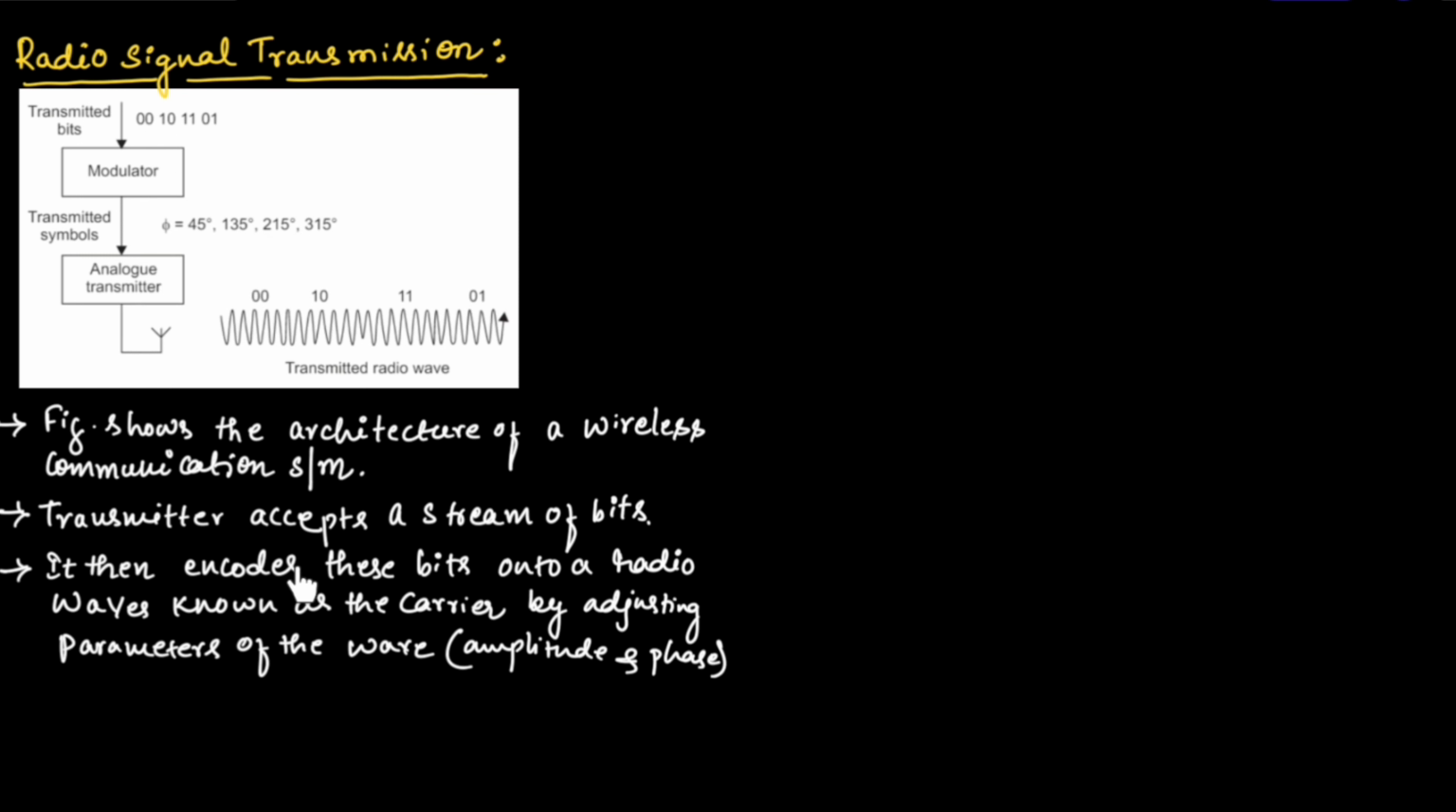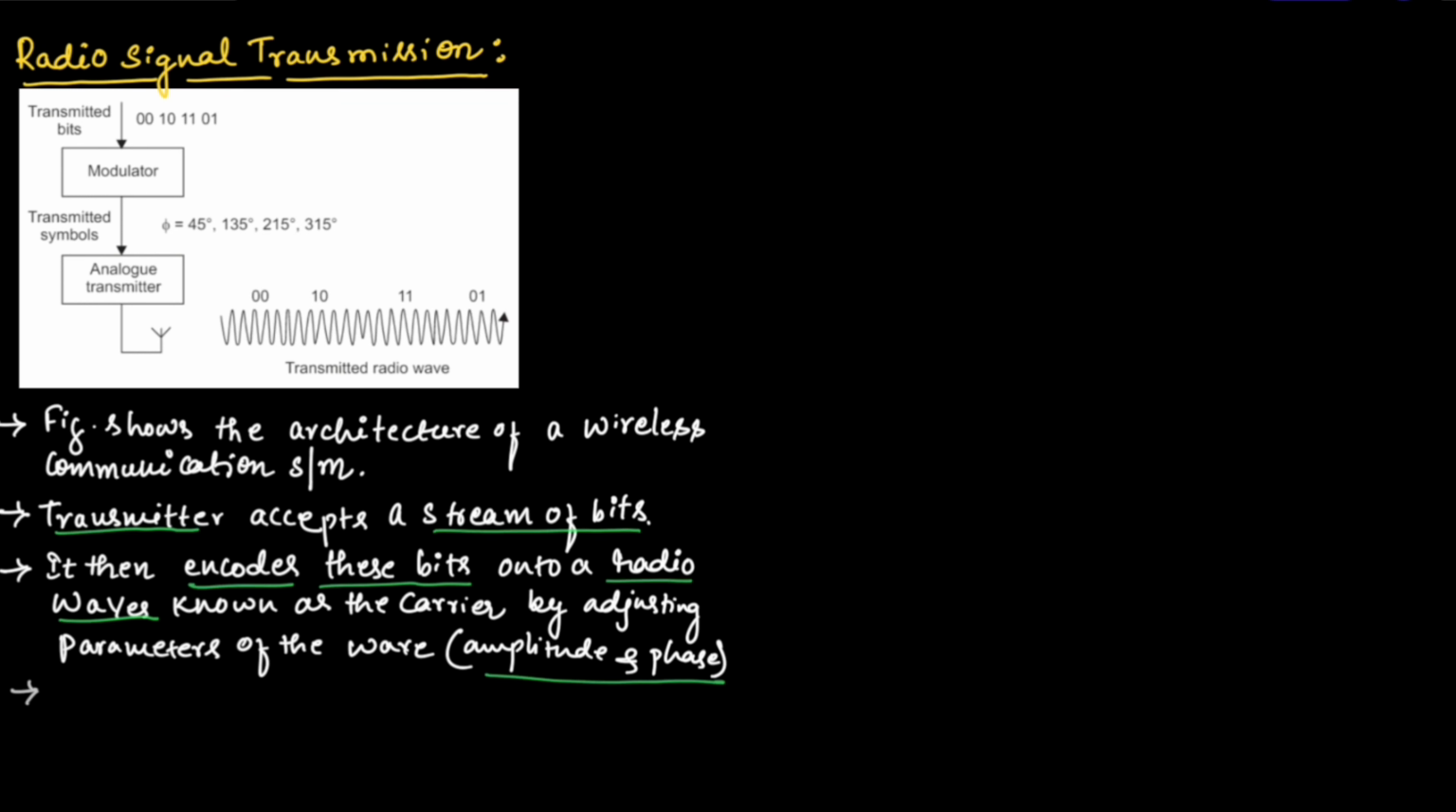Then the transmitter encodes these bits onto a radio wave known as the carrier by adjusting parameters of the carrier wave such as amplitude and phase. So the transmitter will encode these bits onto a carrier wave by adjusting the amplitude and phase of the carrier wave.